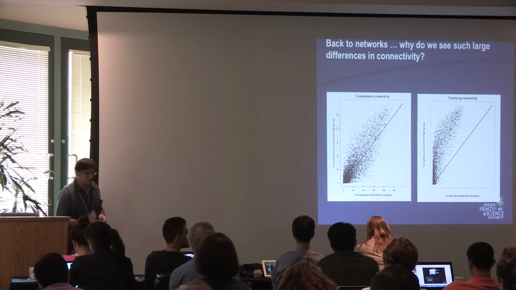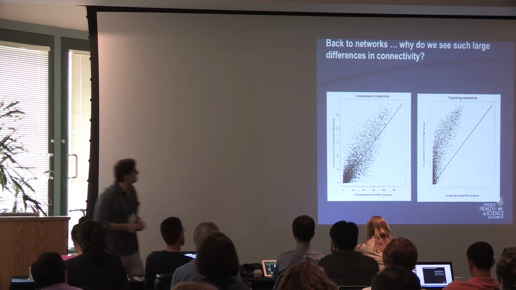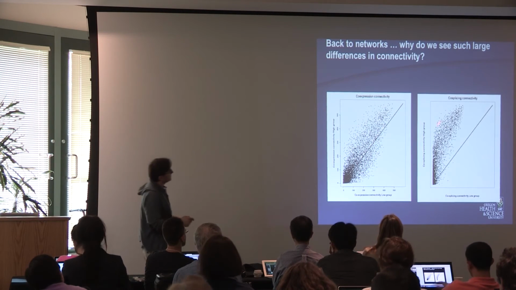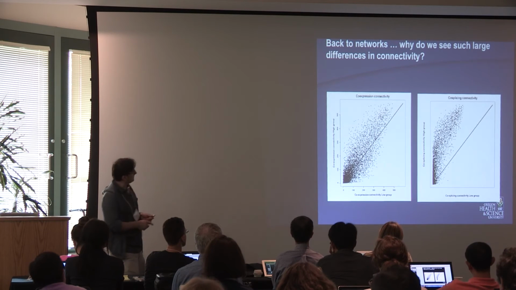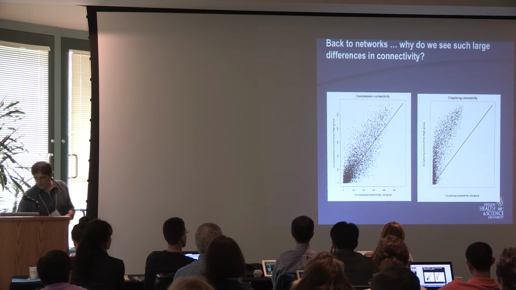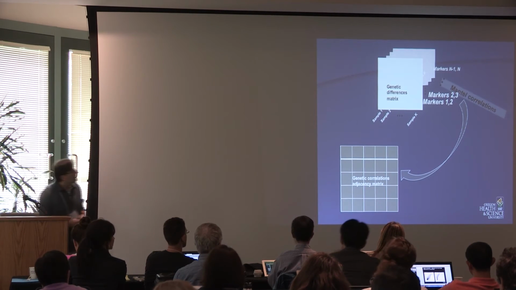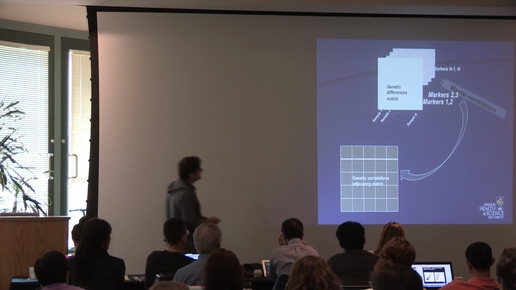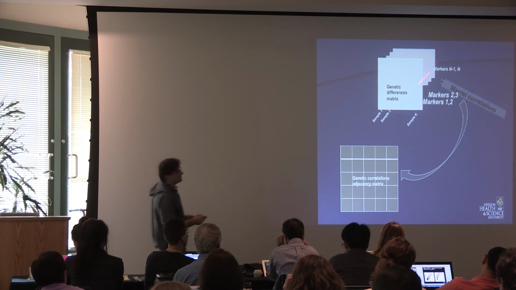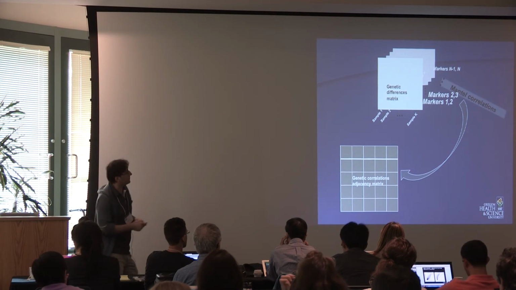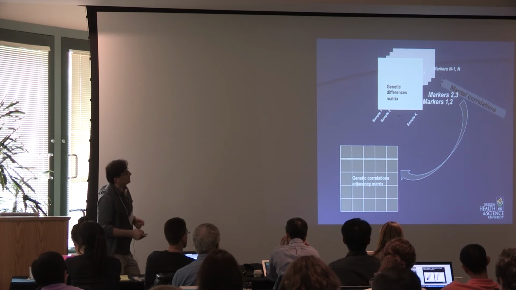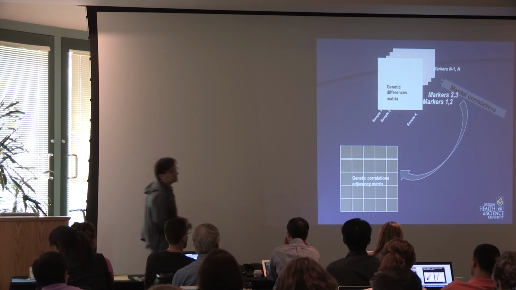Okay, so back to our networks. Remember, we were puzzled by this difference in connectivity, especially in the splicing connectivity. So what is the cause of that? Remember, we have many genetic markers, and you can construct a distance for each one of them. So now you end up with all these distances. It occurred to me, why not put them in a network?